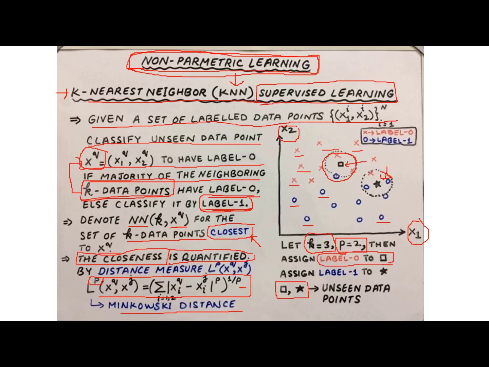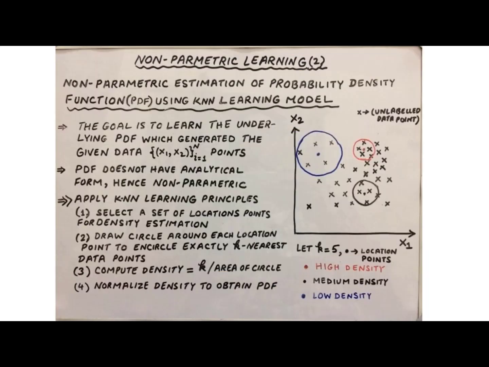For the star, it is the opposite. We have more label 1 data points in the neighborhood than label 0 data points. So we are going to assign label 1 to the star. And this is how the k nearest neighbor method works in the case of supervised learning. One of the reasons we brought up the k nearest neighbor method in the context of non-parametric learning was to introduce some methods to estimate the probability density function without referring to any parameters.